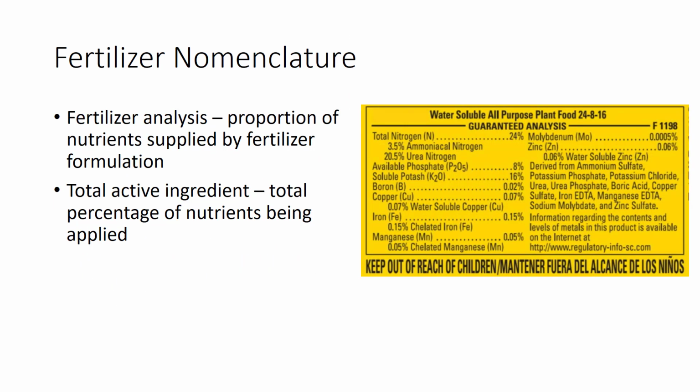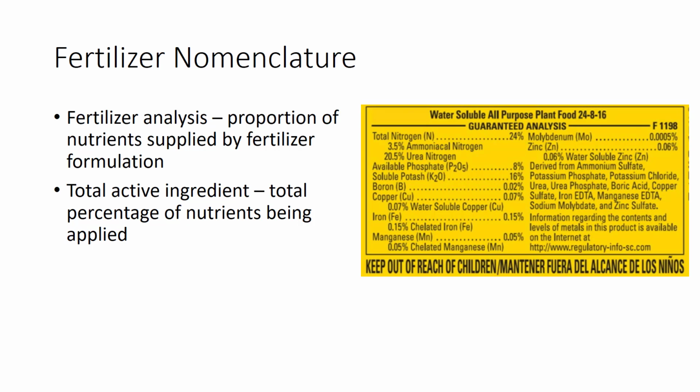This photo shows a typical fertilizer label. The fertilizer analysis, which is the proportion of nutrients supplied by a fertilizer formulation, for a complete fertilizer containing 24% nitrogen, 8% phosphate, and 16% potash, is marketed as a 24-8-16 analysis, or a ratio of 3:1:2. The total active ingredient, which is the percentage of nutrients being applied, is 48%, and the total inert ingredient, which is the carrier or filler ingredients, is 52%.